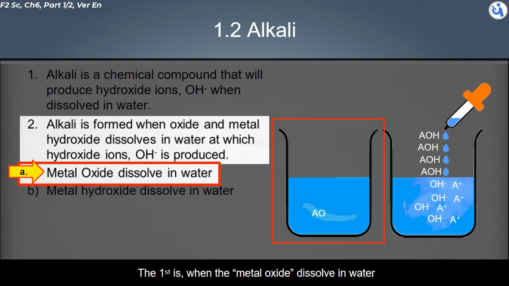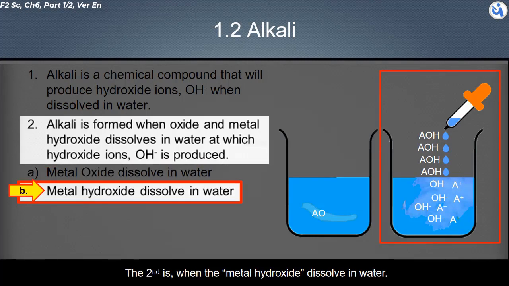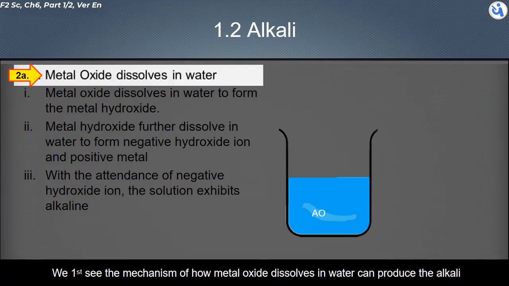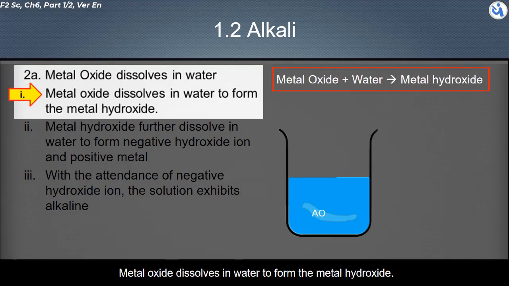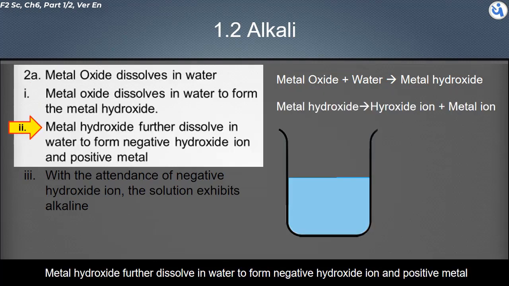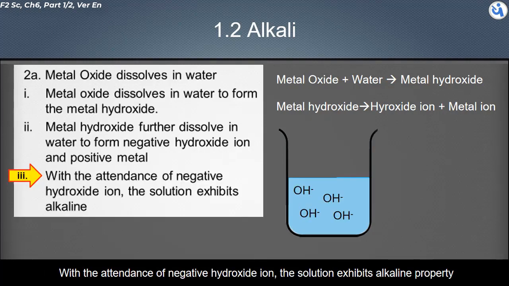The first is when the metal oxide dissolves in water. The second is when the metal hydroxide dissolves in water. We first see the mechanism of how metal oxide dissolving in water can produce the alkali. Metal oxide dissolves in water to form the metal hydroxide. Metal hydroxide further dissolves in water to form negative hydroxide ion and positive metal ion. With the presence of negative hydroxide ion, the solution exhibits alkaline property.